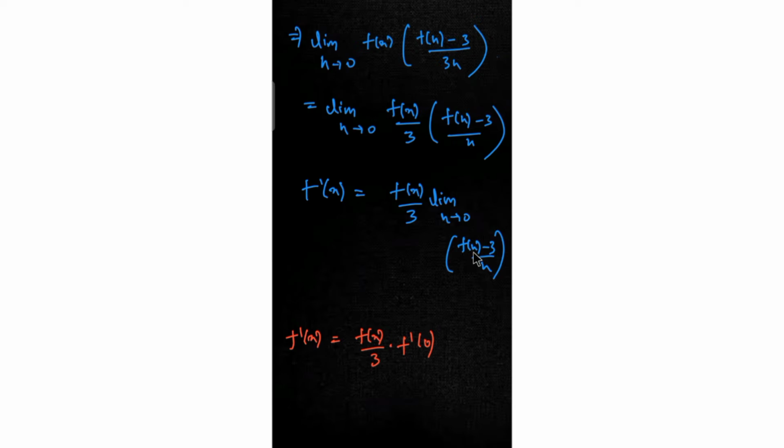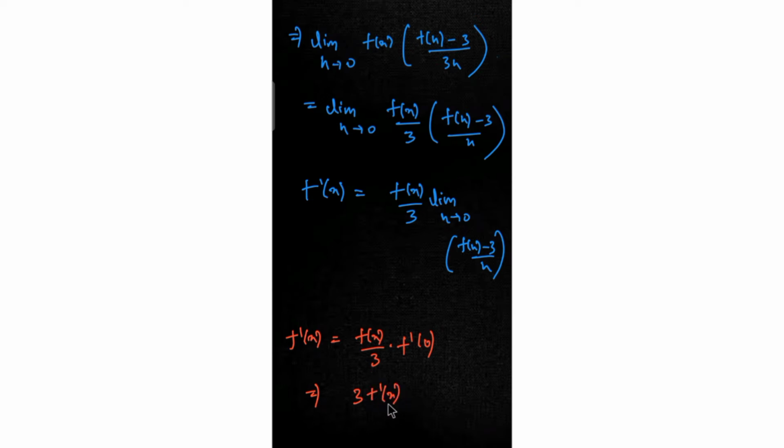So you get that equation like f of x plus h minus f of x divided by x plus h minus x. Instead of x, you just put 0 and you get this value. So f of x by 3 into f dash of 0. So limit h tends to 0 of f of h minus 3 by h is basically f dash of 0. I am just sending this whole term to the LHS.